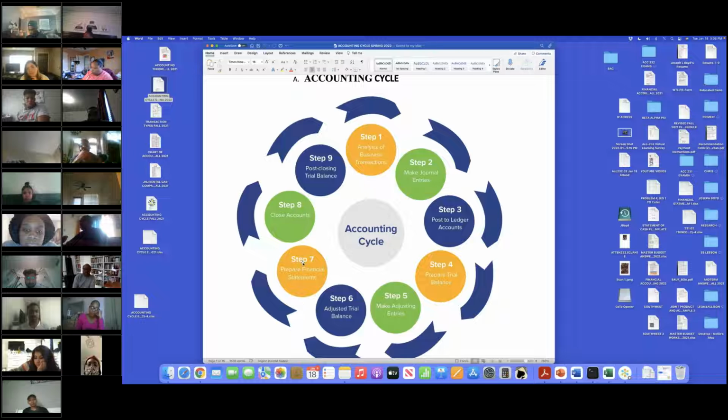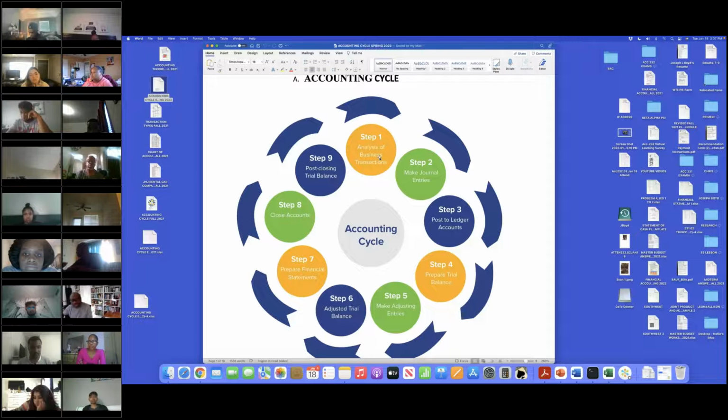For the first 2 weeks of class, we're only looking at steps 1 and 2. That's all we're working on. That's all you've got to be concerned with. You've got to learn how to do steps 1 and 2. Step 3 depends on steps 1 and 2. And so it's critical that you learn how to analyze a transaction and make a journal entry.